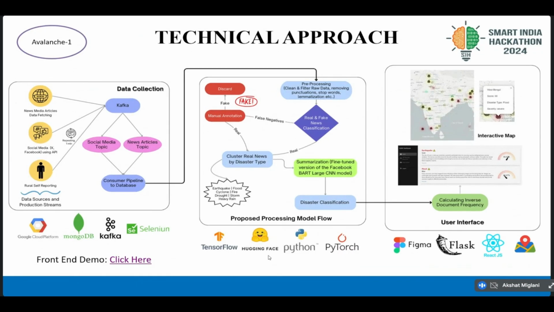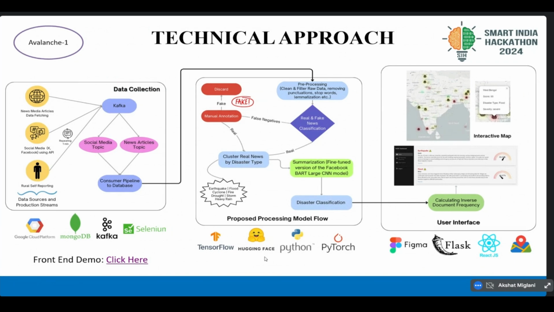The first phase of our technical approach is data collection. In this step, we have utilized GCP, MongoDB, Kafka, and Selenium. We have initialized three producer streams which will gather information from news articles, social media, and another feature, which is self-reporting. All this information is collected in Kafka in specific topics such as social media and news articles. These topics will be consumed by a pipeline which will send the information back to the MongoDB database.